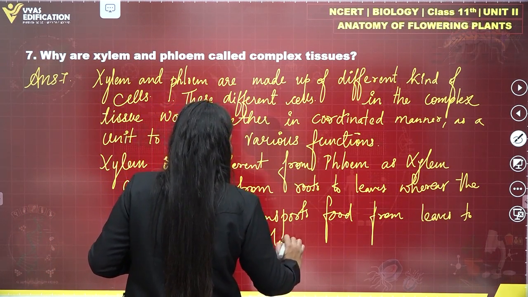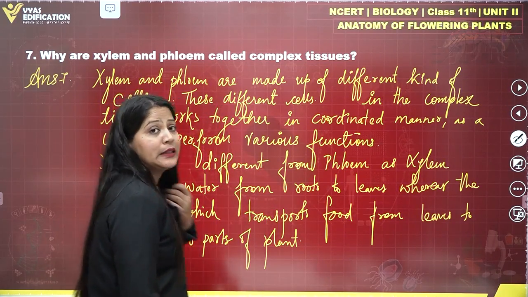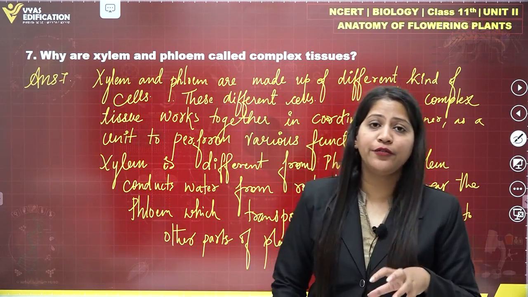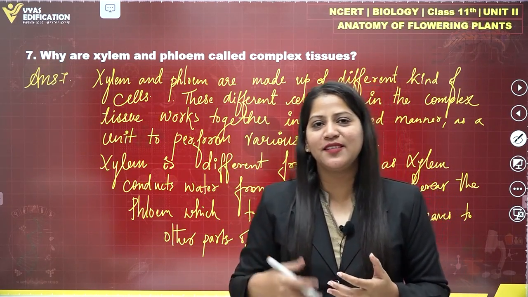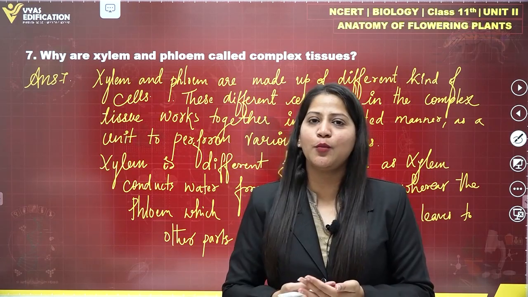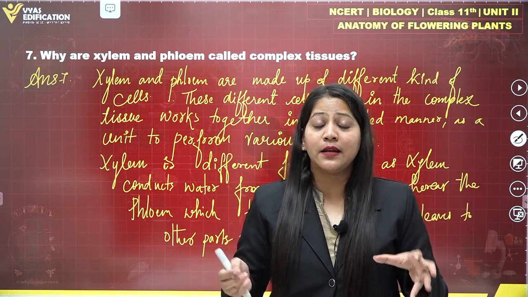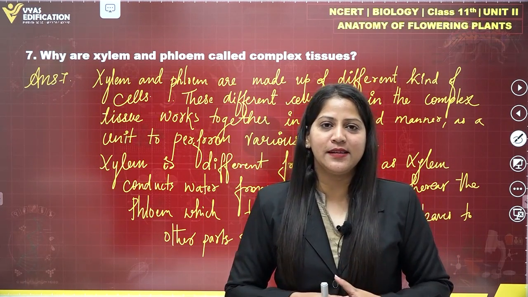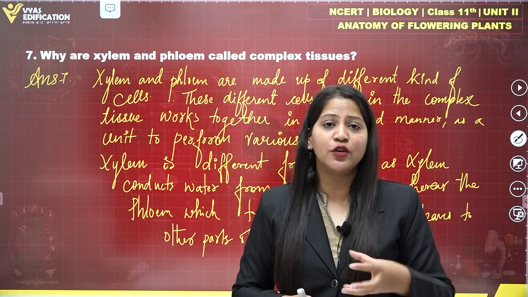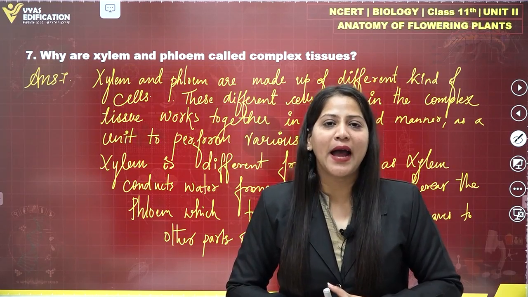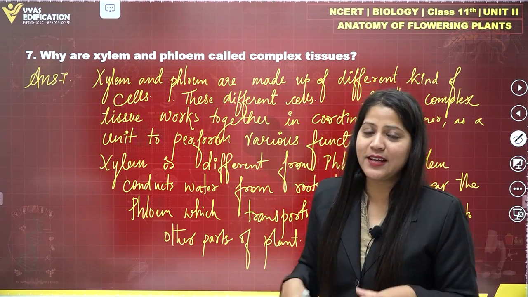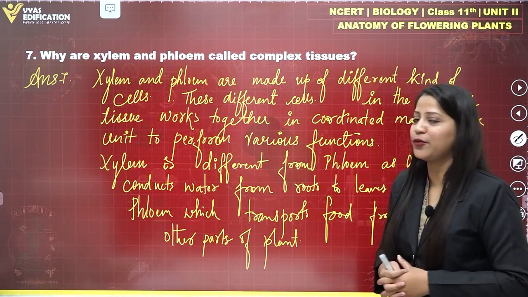That is why the transportation of water with the help of xylem is said to be unidirectional, that is from root to leaves, and the transport of food materials such as sucrose from leaves to other parts of a plant with the help of phloem is said to be bidirectional, right? So with this we have completed the solution of question number 7.